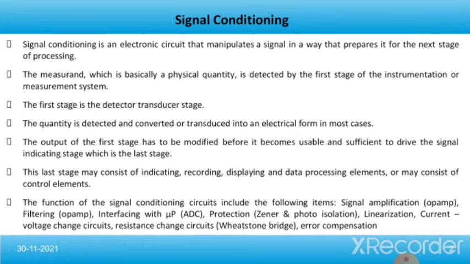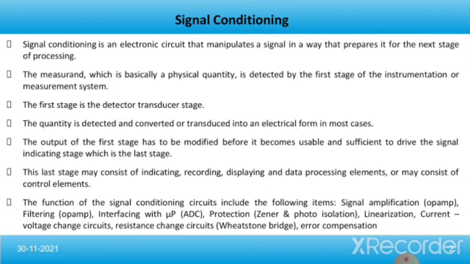So signal conditioning is an electronic circuit that manipulates a signal in a way that prepares it for the next stage of processing. The measurement, which is basically a physical quantity, is detected by the first stage of the instrumentation or measurement system. The first stage is the detector transducer stage. The quantity is detected and converted or transduced into an electrical form in most of the cases. The output of the first stage has to be modified before it becomes usable and sufficient to drive the signal indicating stage, which is the last stage. This last stage may consist of indicating, recording, displaying and data processing elements, or may consist of control elements.